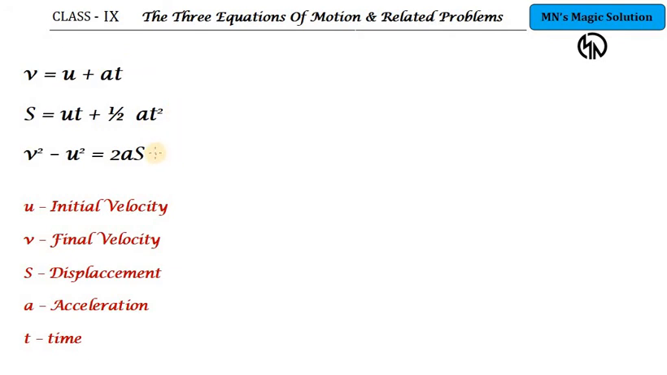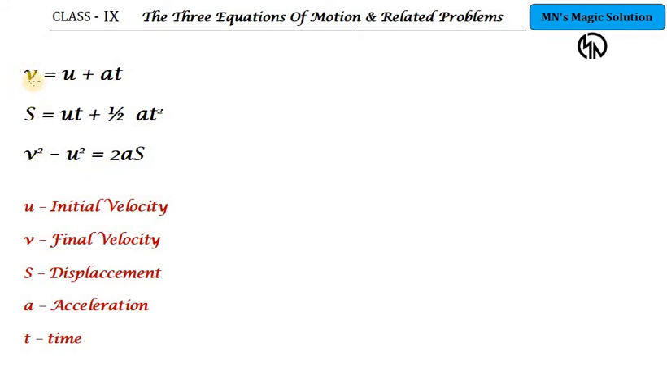it exactly. So what is it? v is equal to u plus at, s is equal to ut plus half at squared, v squared minus u squared is equal to 2as. Even if you memorize it like a rhyme, it's okay. Now let us see what the terminologies in this are.